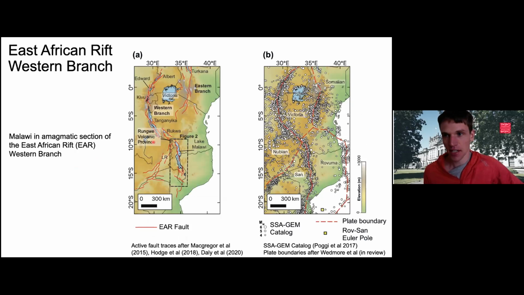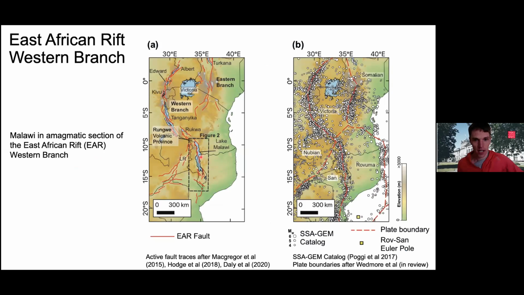So just to clue you in with where we are, we're down here in the southern incipient end of the East African Rift Western branch. The closest surface volcanism is the Rungwe volcanic province in southwest Tanzania. So we can generally consider this to be an amagmatic section of the rift. For the majority of the talk, I'm mainly going to be focusing down here in southern Malawi, and then at the end, discussing how we've started extending our analysis across the entire length of the country.